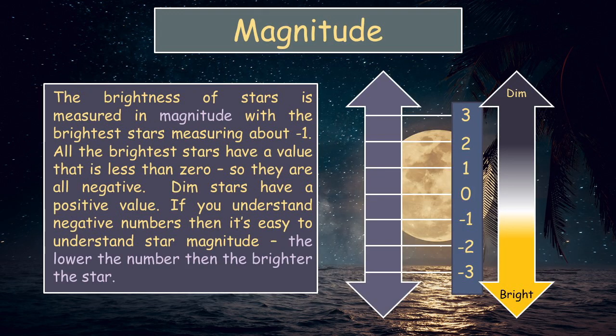The brightness of stars is measured in magnitude, with the brightest stars measuring about -1. All the brightest stars have a value that is less than 0, so they are all negative. Dim stars have a positive value. If you understand negative numbers, then it's easy to understand star magnitude. The lower the number, then the brighter the star.